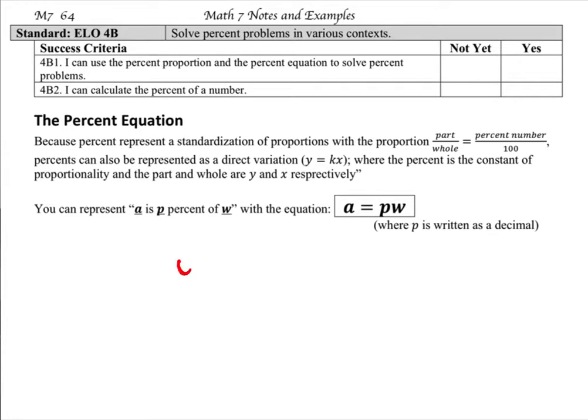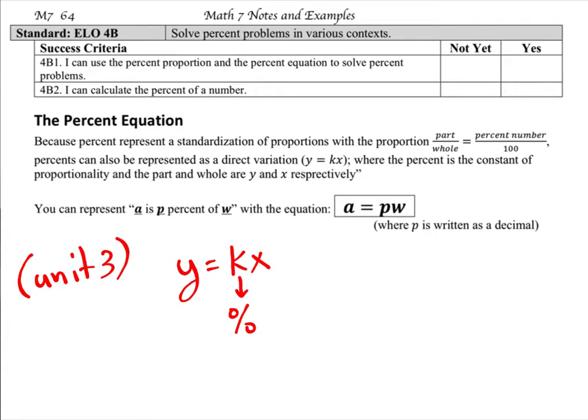Let me explain more what this is, the y equals kx that we learned back in Unit 3, the direct variation equation. The constant of proportionality is my percent. It needs to be written in decimal form. And the x would be my whole amount, and the y would be the part amount, because the way the part relates to the whole is by a percentage. And percents are just a standardization of talking about parts of other numbers.